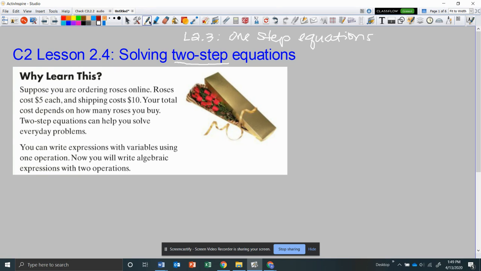But essentially what we're doing here is sometimes there's not just one thing that you have to do in an equation to solve it. You have to do two things. In this case, roses cost $5 each and the shipping costs $10. Your total cost would then depend on how many roses you buy. So we need to make an expression that represents what's happening in this problem.